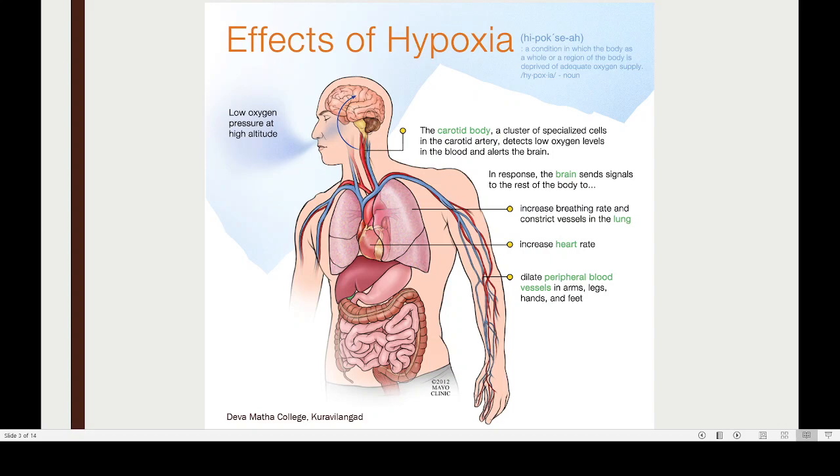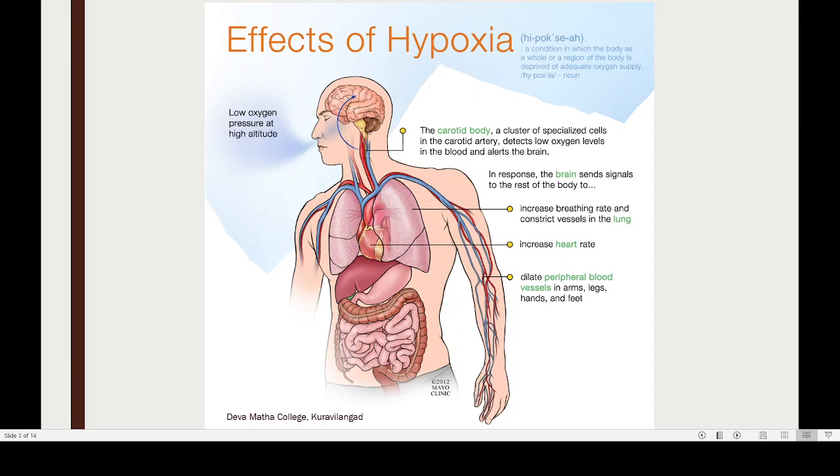Here you can find the important changes that will take place. Your breathing rate will increase, your heart rate will increase, and the peripheral blood vessels on the outer surface of your body, present on arms, legs, hands and feet, will all be dilating, because the body will be undergoing a lot of physiological changes.